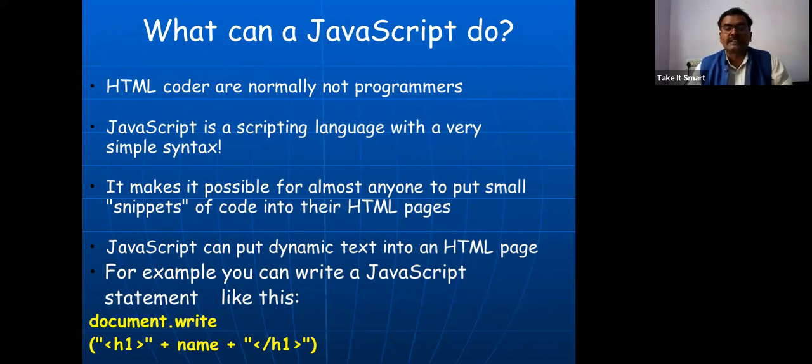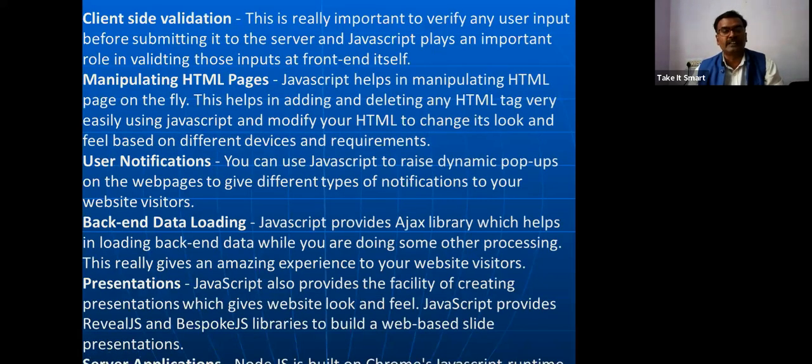For example, you can write a JavaScript statement that looks like this: document.write. So what is this document? Document is an object. H1 plus name H1. Using this, we can do it. See where we can use it.